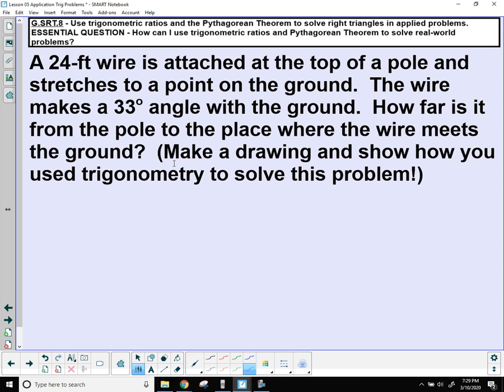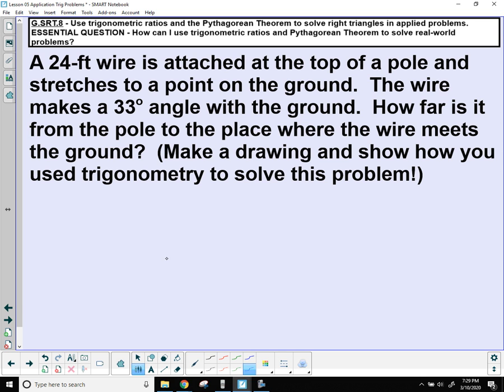A 24-foot wire is attached to the top of a pole and stretches to a point on the ground. The wire makes a 33-degree angle with the ground. How far is it from the pole to the place where the wire meets the ground? Make a drawing.